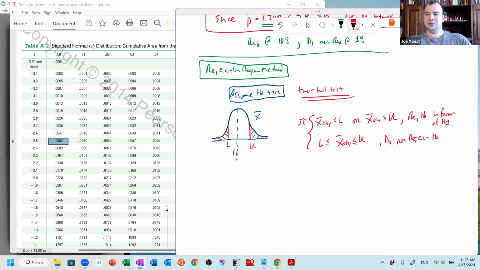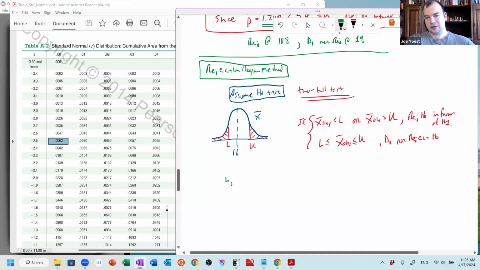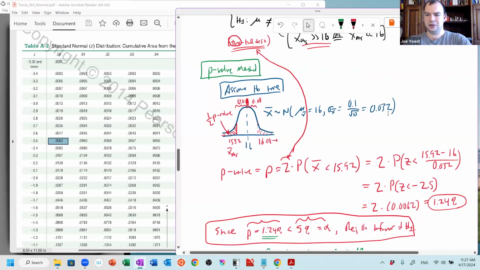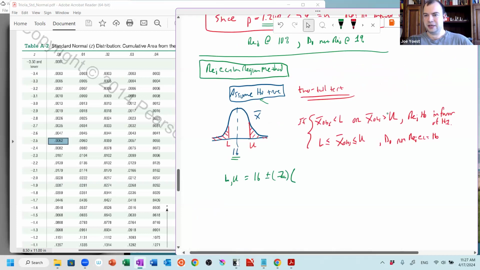Okay, so how would I compute such a rejection region? Well, L and U are the center of the interval, which we previously called the point estimate, but now is just 16, because we're assuming we know what the mean is, plus or minus a z index. This is the z index where half of the maximum allowable error rate is in each tail, times my standard error. What was my standard error? 0.032. Let me actually write these down here.